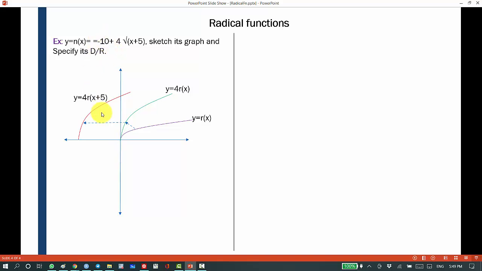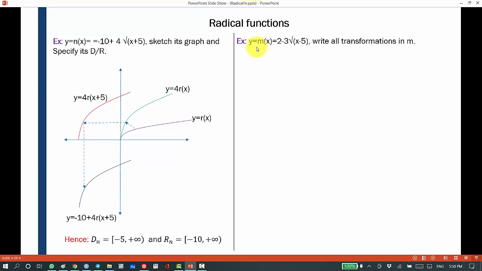As a result, we get 4 times r of x plus 5. Then move it 10 units downwards in order to get the graph of n of x. This last graph here is the graph of y is equal to minus 10 plus 4 times r of x plus 5, which is nothing but n of x. Based on the graph, we see that the domain of this function starts from minus 5 and runs up to plus infinity. And the range starts from minus 10, somewhere here, and runs up to plus infinity.